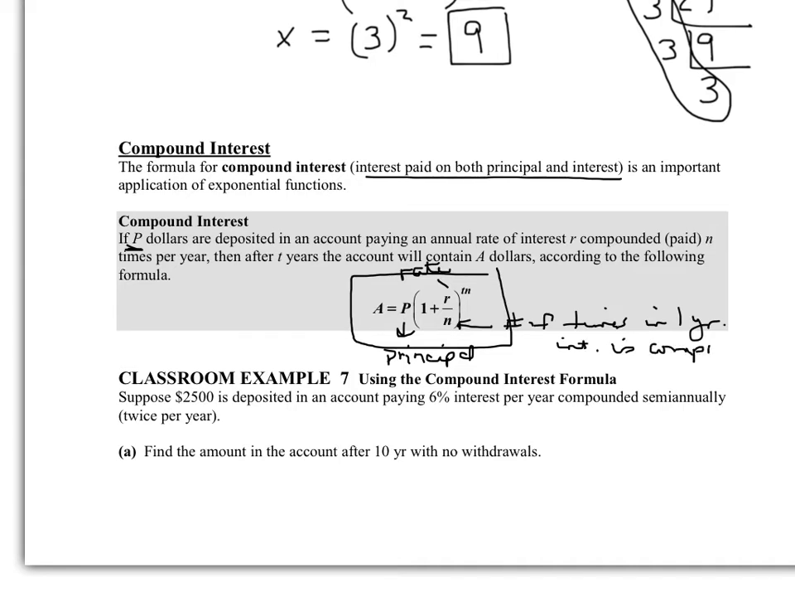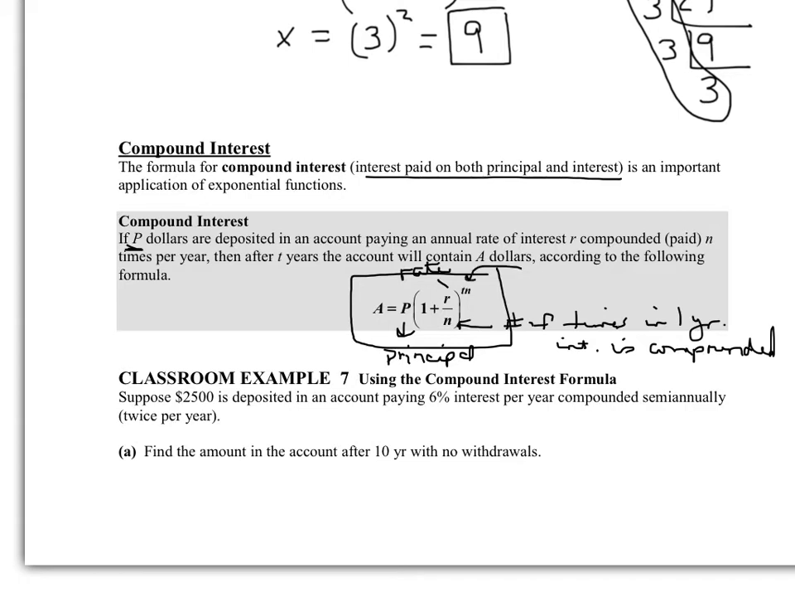So for example, if they talk about interest being compounded annually, that would mean 1 time in a year. If it's compounded monthly, that would be 12 times in a year. If it's compounded quarterly, that means it's 4 times in a year. So you'll have to look carefully for what word follows compounded to be able to determine what N is.